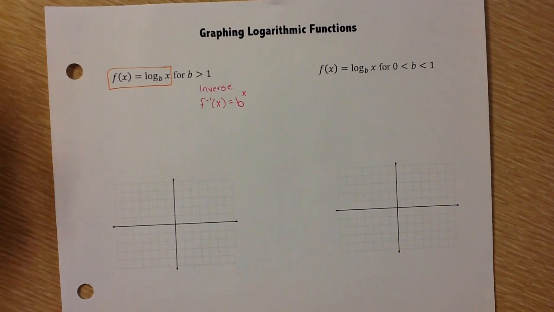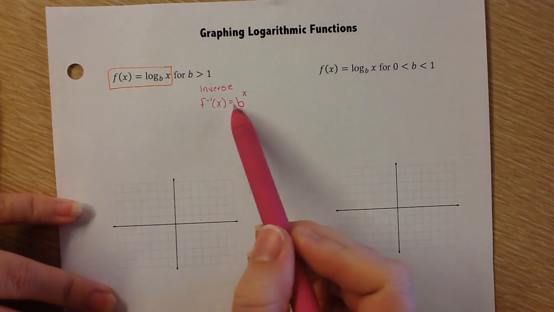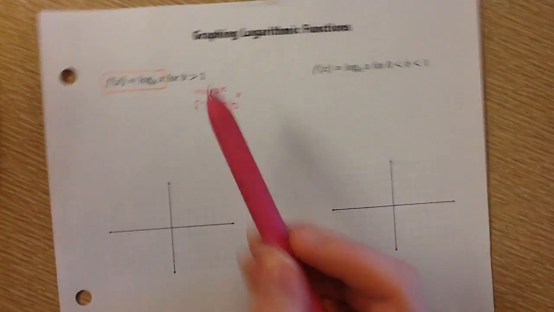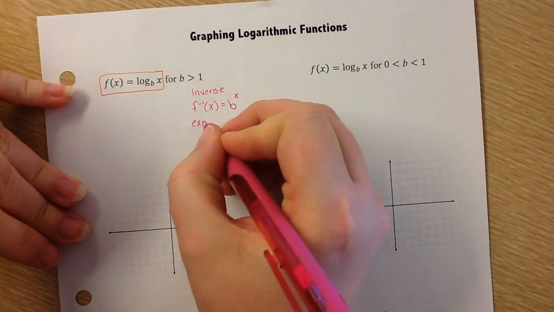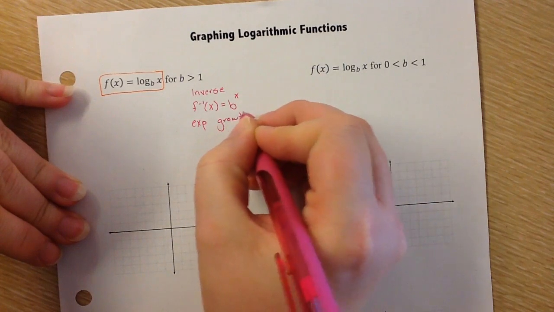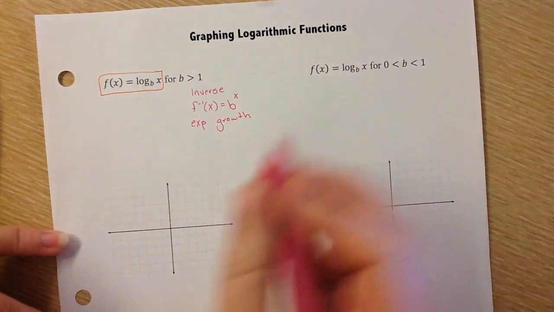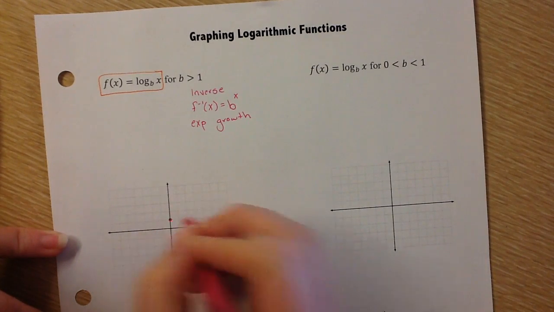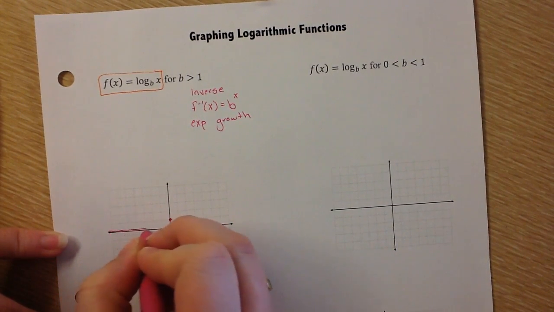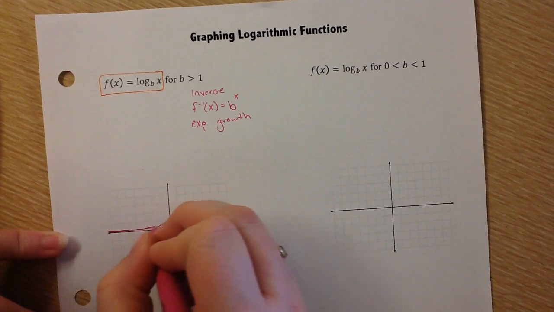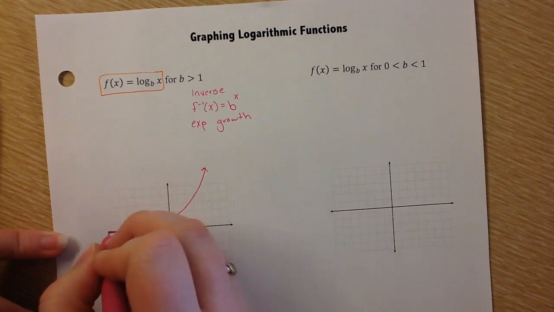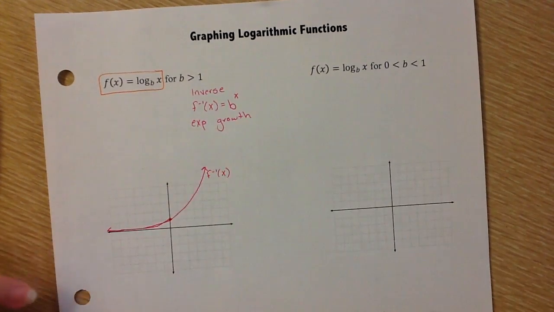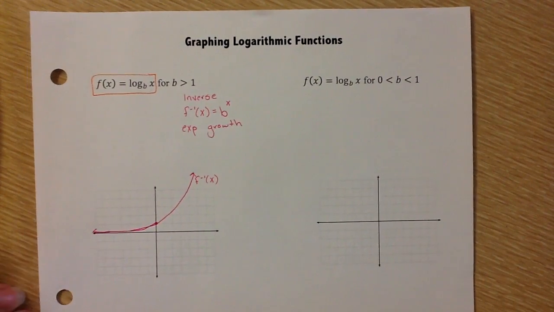From the previous section, we know that if this is base b, and my base is greater than 1, this is going to be an exponential growth problem. It's going to pass the y-axis at the point (0, 1), and it's going to have this nice growth curve like that. So this is the inverse function, f inverse of x.